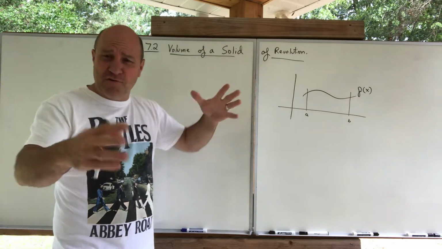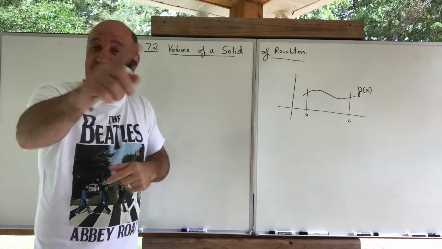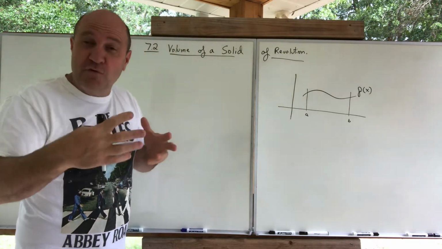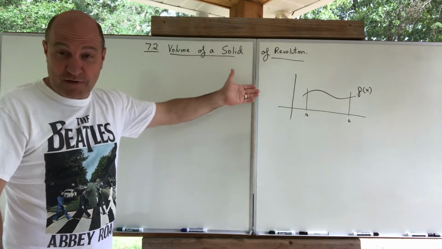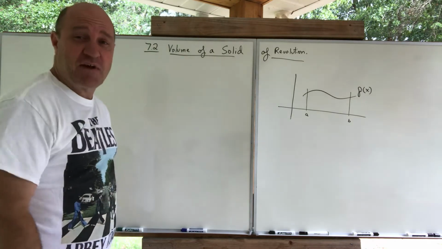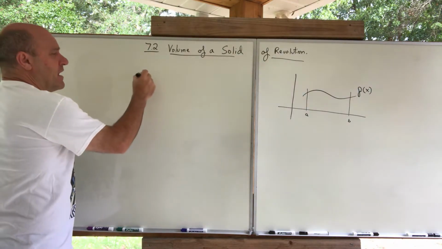So we've learned so far we can use integration to get area under a curve. Then we started doing area between two curves. We're going to use integration to get the volume of a solid of revolution. So that's a little different. I'm going to try to explain it to you. Let me start with this idea.